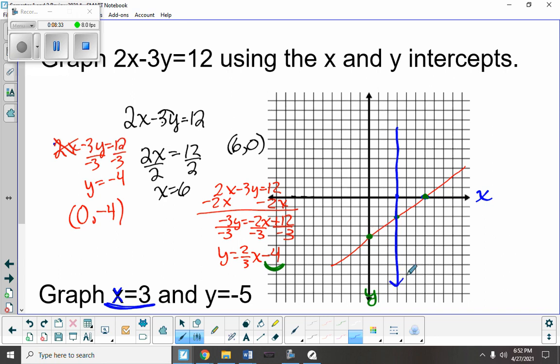And technically, there should be arrows on the ends of all of these graphs because they go on forever. They're lines. All right, the next one is y equals -5. And I always kind of think y looks like an upside down h. And h is horizontal, which reminds me of horizontal. So what we do is we go to -5 on the y-axis: 1, 2, 3, 4, 5. And we draw a horizontal line. So that's how you graph those.